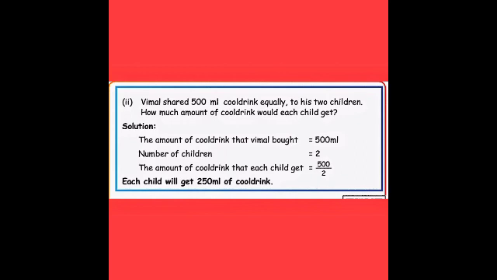Solution, the amount of cool drink that Vimal bought. How much cool drink did he buy? 500 ml. How many children do we have? We want to write on the next line. Number of children is equal to 2. The amount of cool drink that each child will get is equal to 500 divided by 2. 500 in 2 table we will get 250. So each child will get 250 ml of cool drink.